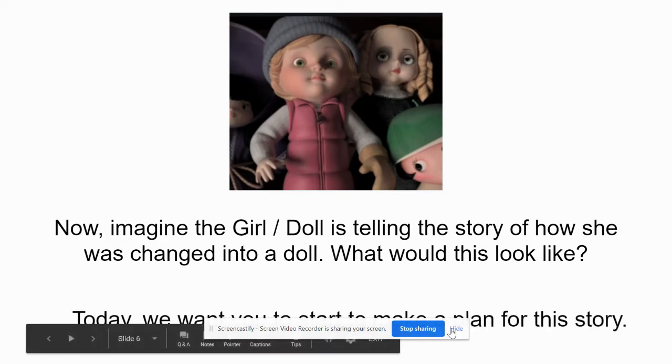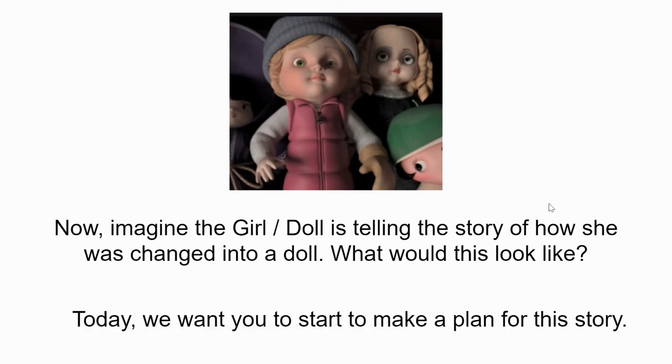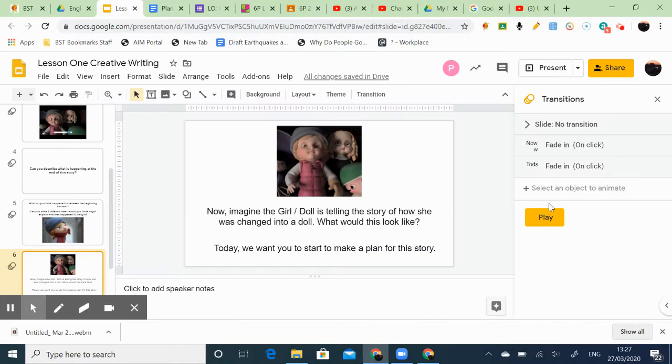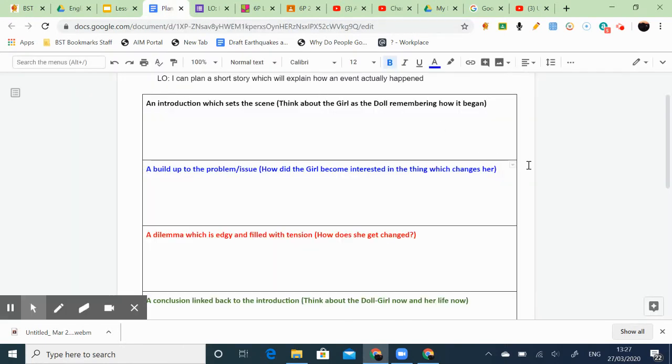So today, and you won't be able to see that, so I'm just going to hide this. We want you to start to make a plan for this story because we want you to have a go at writing this story. And we're going to help you along with it. So, first of all, I'm going to come out of it and let's have a look at how we might plan that. And today, that's going to be our ultimate aim. So, for the rest of this session, let's have a look at the plan. This is what it looks like.